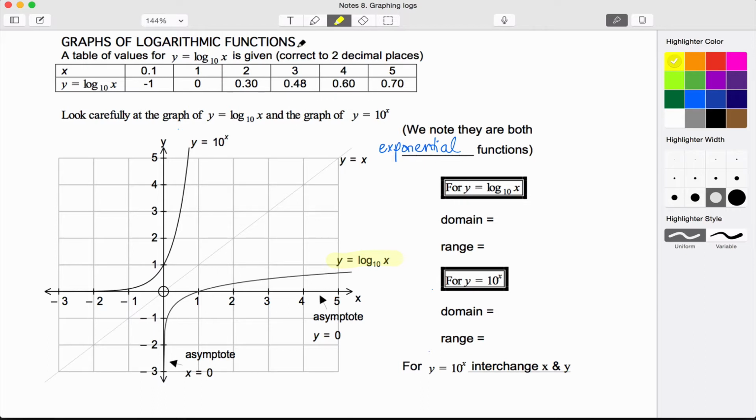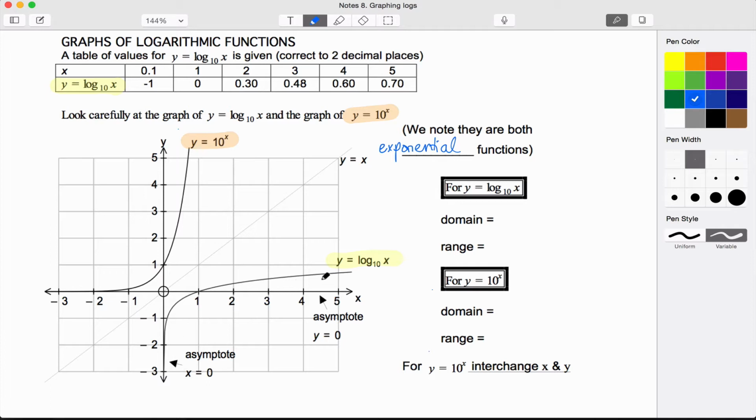And the second one is y equals 10 to the x. The second function we're looking at. So the yellow one is log 10x and the orange one is y equals 10 to the x. When you have a quick look at them, you can see that they're both exponential functions. They increase exponentially, as we talked about. You should be familiar with this one. This is a new one we're looking at, y equals log 10x.